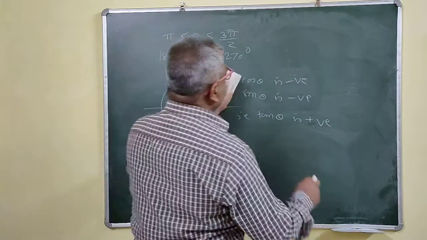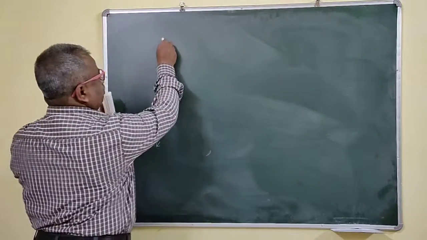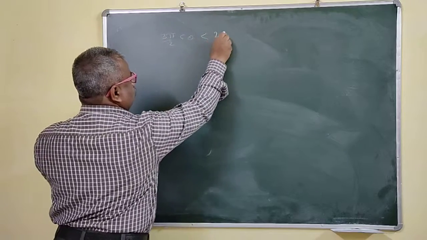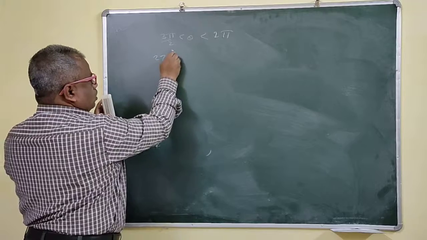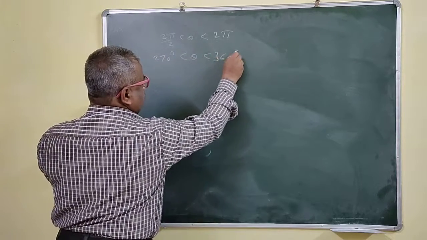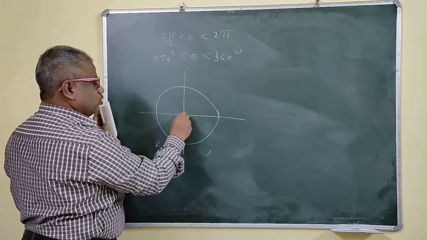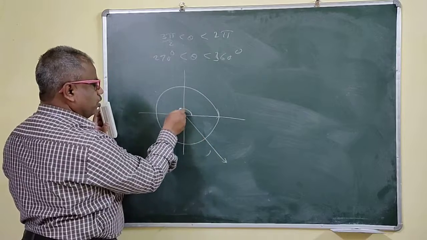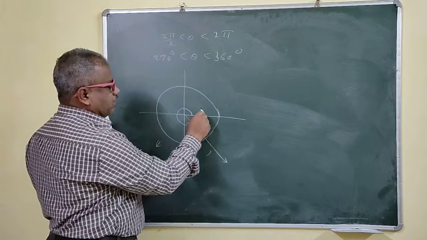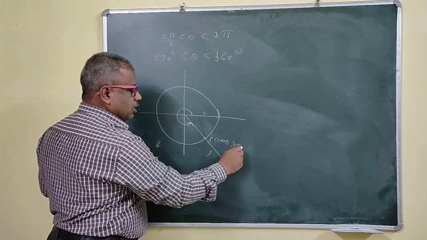Now you are in the fourth quadrant, which means 3 pi by 2 less than theta less than 2 pi. That means 270 degree less than theta less than 360 degree. So you will be here, and your measurement is like this, a directed angle. The radius is 1, and this is your P, cos theta, sin theta.